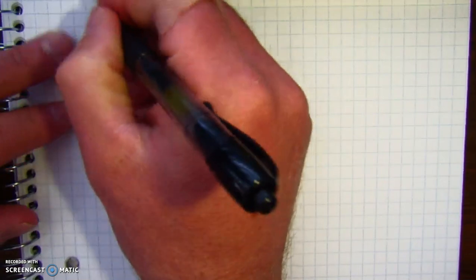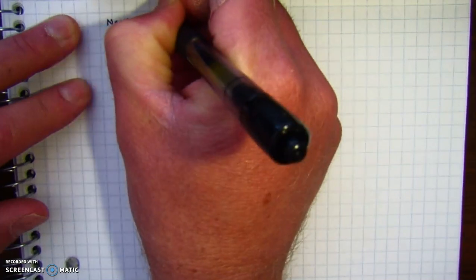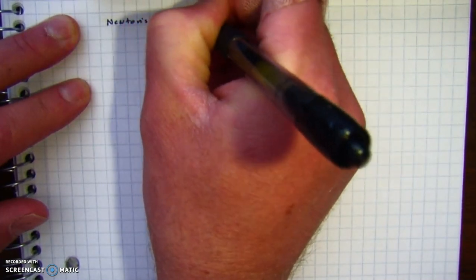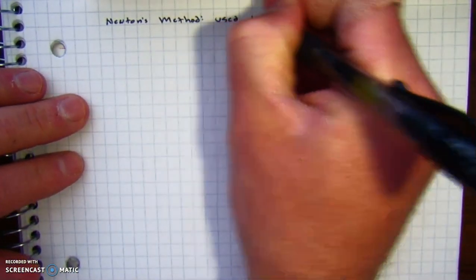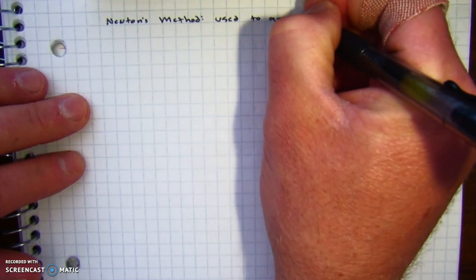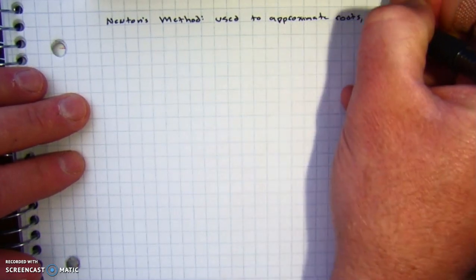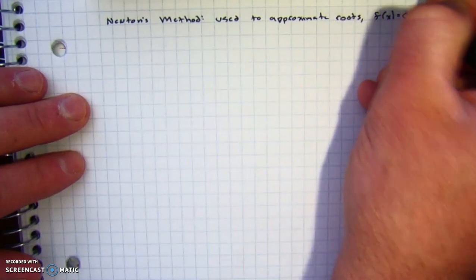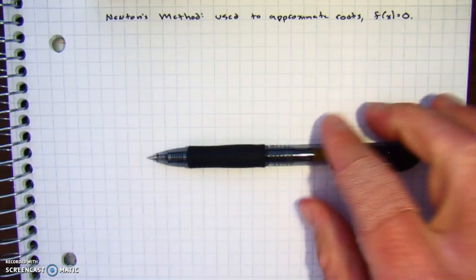Okay, Newton's method. Newton's method is really nifty, I think. So Newton's method and what it's used for. It's used to approximate roots, or when some function of x equals 0. That's whenever your graph is going to cross the x-axis. That's going to be where those roots are.